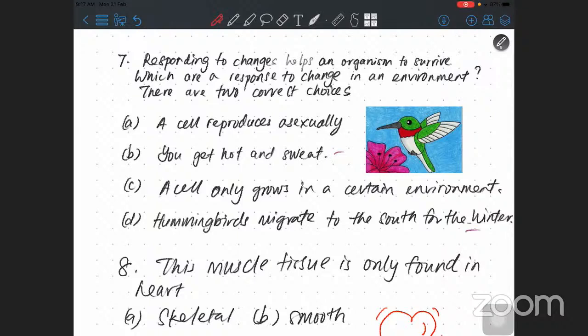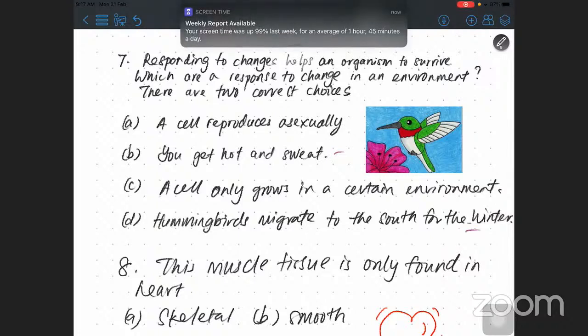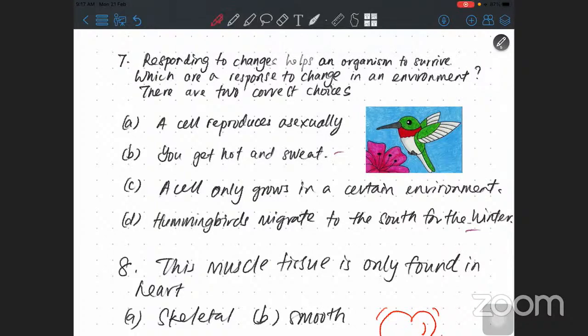Number B, you get hot and sweat. When the day is hot, the summer is coming, so you get hot and you are sweating. Do you think this is your response to the changes in the environment? C, a cell only grows in a certain environment. Is this a response to the environment as well?